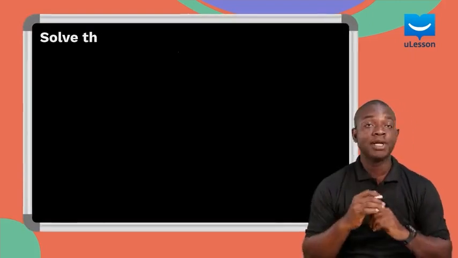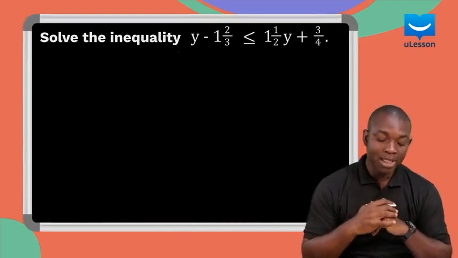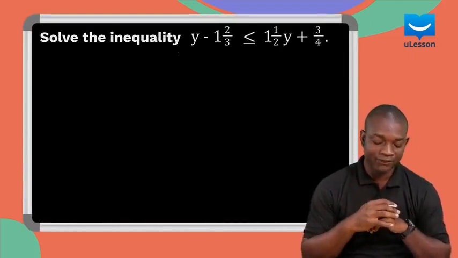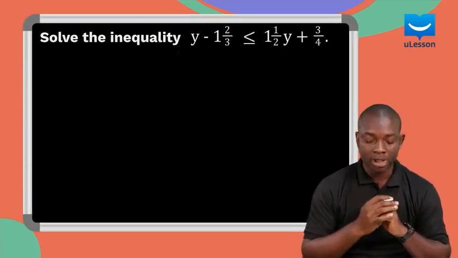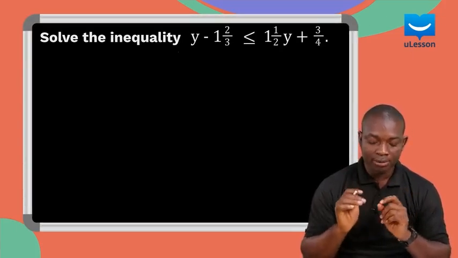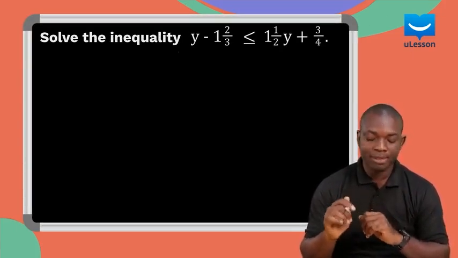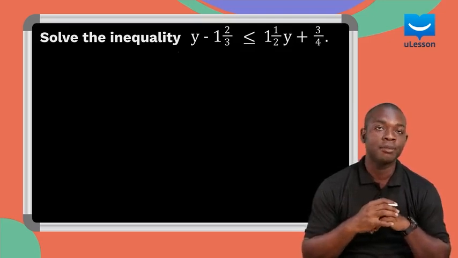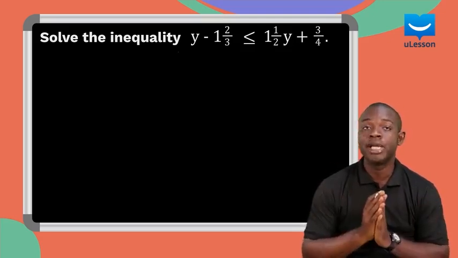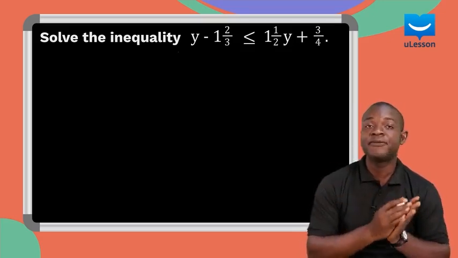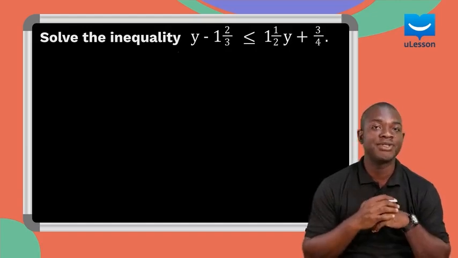In this lesson, we shall be learning how to solve typical exam questions on inequalities. For our first example, solve the inequality y minus 1 whole number 2 over 3 less than or equal to 1 whole number 1 over 2y plus 3 over 4. Now the first thing we are going to do here is to convert the mixed fractions to improper fractions.